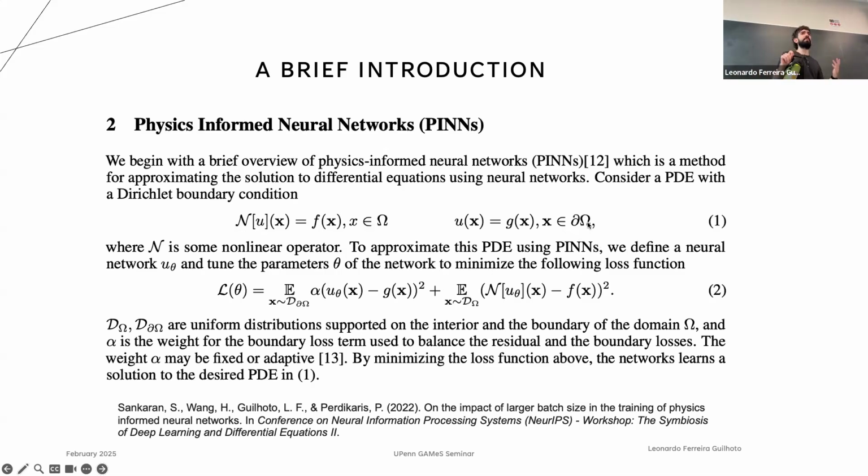It doesn't have to be the case. You can do periodic and other things, but let's assume Dirichlet for now, for simplicity. The idea behind physics-informed neural networks is that we use automatic differentiation to compute the derivatives of this function u computed by the neural network, and then we train it to minimize how off the PDE residuals are. Does it sound complicated? Yeah, probably a little bit.